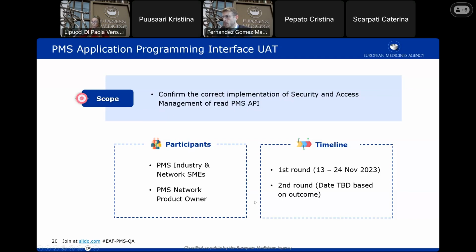For the second round, we still need to define the dates, because it will be based mostly on the amount and volume of feedback and technical issues that we might need to address. So we need to reserve some capacity from our technical team to allow them to implement it, and then allow our participants to retest and confirm that this has been correctly implemented and there is no issue.